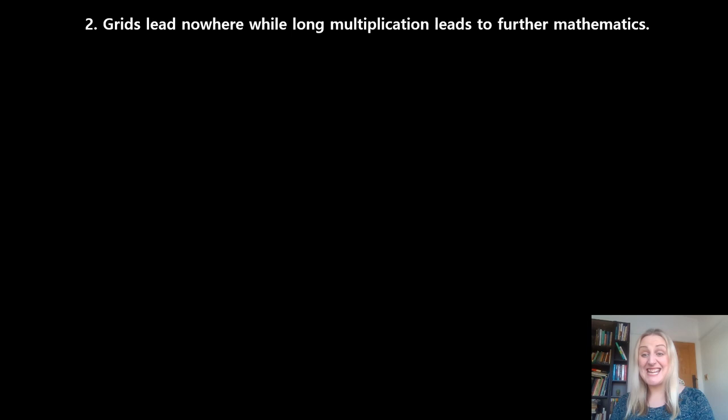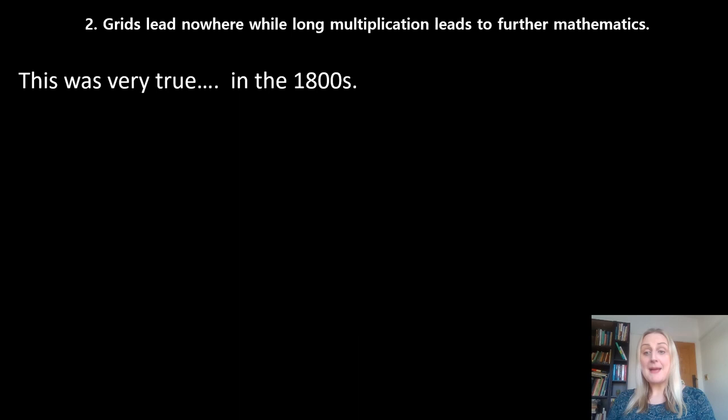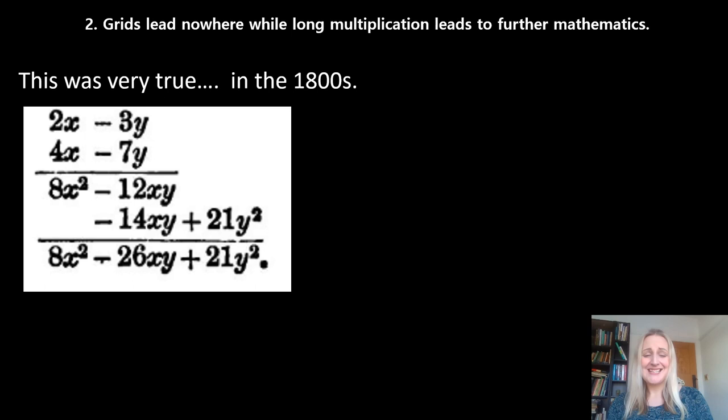They used to, and it was definitely true in the 1800s. If you wanted to expand, multiply polynomials in the 1800s, you would have set your working out like this. Now, this is the column method for multiplication, but used for algebra instead of numbers. And it absolutely made sense that children were taught to do this with numbers in primary school, and then they'd be taught to do this with algebra, and the layout was the same.